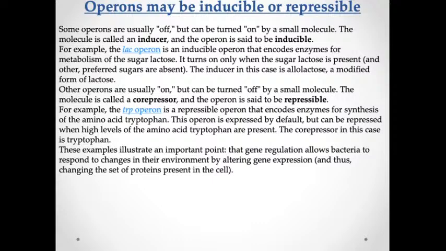Some operons are usually off but can be turned on by small molecules. The molecules are called inducers, and the operon is said to be inducible in that case. So there are two types of operons, the Lac operon and the Trp operon. The Lac operon is an inducible operon that encodes enzymes for metabolism of the sugar lactose. It turns on only when the sugar lactose is present, and the inducer in this case is allolactose, a modified form of lactose.